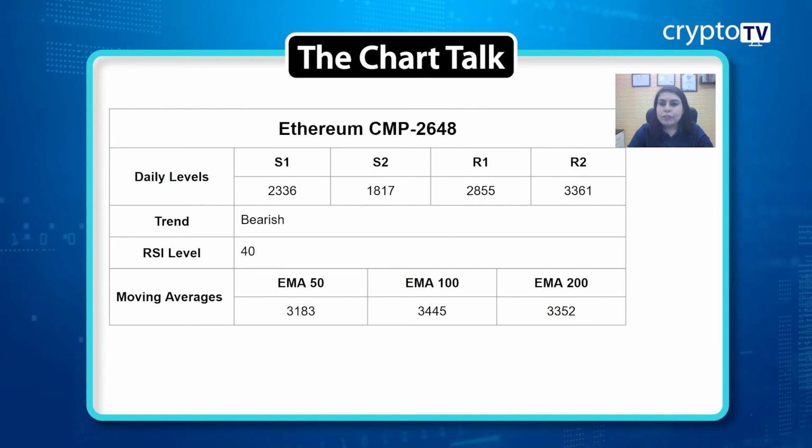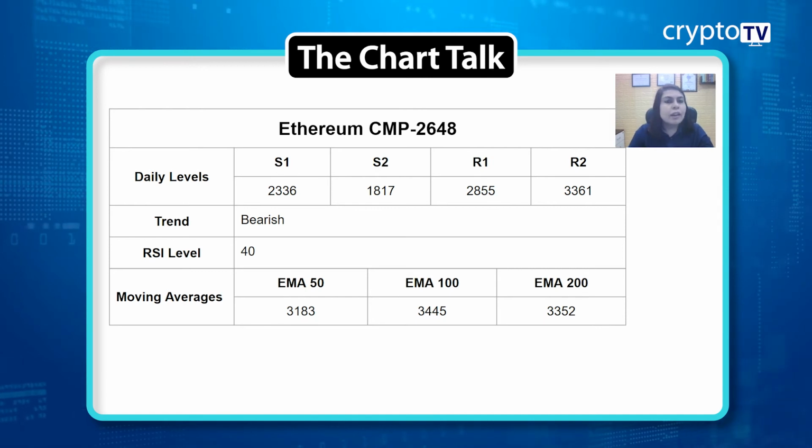The 50 EMA stands at 3,183. The 100 EMA stands at 3,445. The 200 EMA stands at 3,352. So the current market price is again very low compared to all the moving averages.